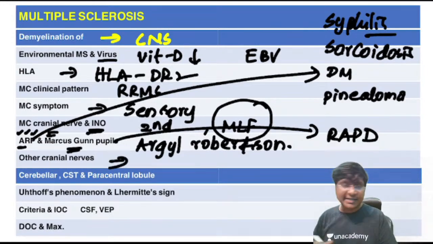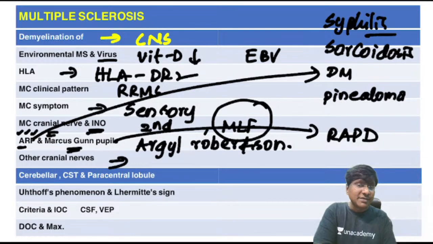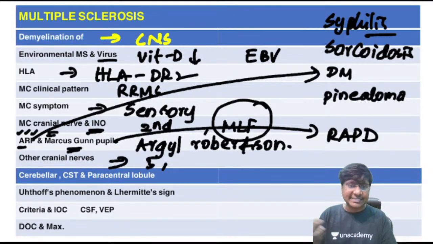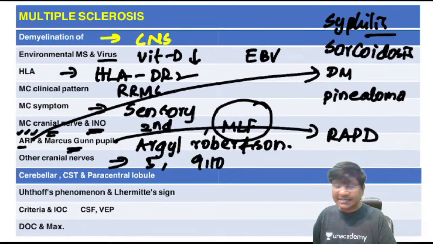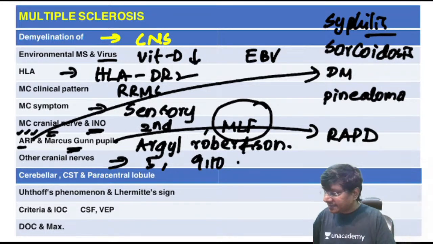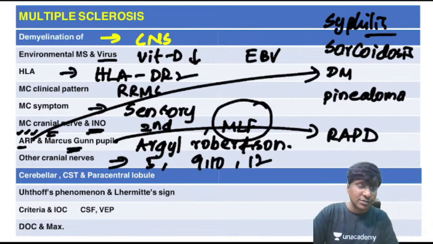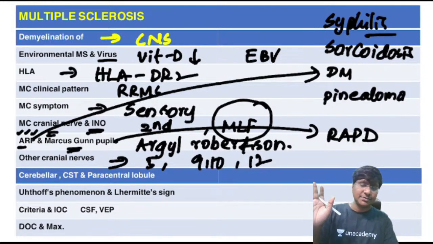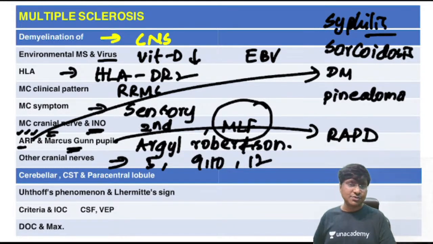Now, what are the other cranial nerves which are being defective apart from the second nerve? The other cranial nerve which is being defective is the fifth cranial nerve. The individual can develop trigeminal neuralgia. There can be damage to the ninth and 10th nerve, which is why the individual can't drink and can't speak. And there will also be damage to the 12th nerve, where the individual can't eat. Those are the other cranial nerves which are being affected.